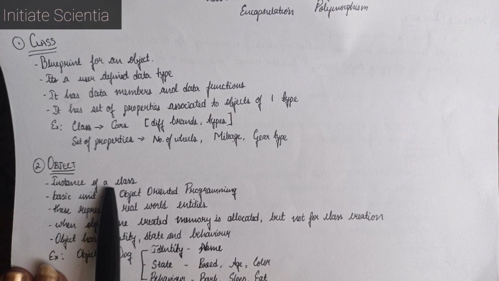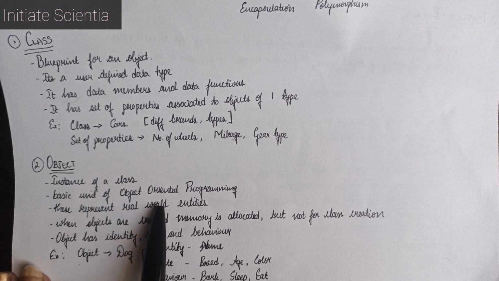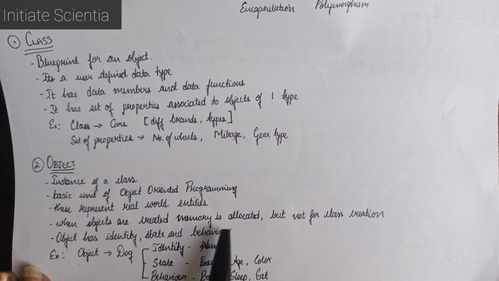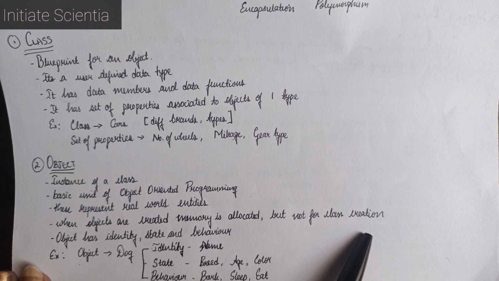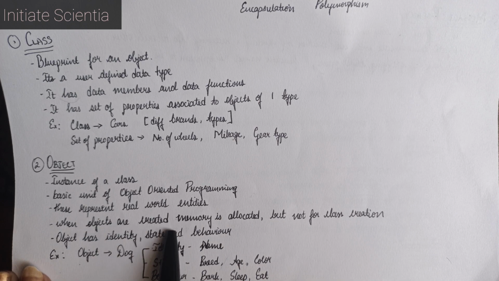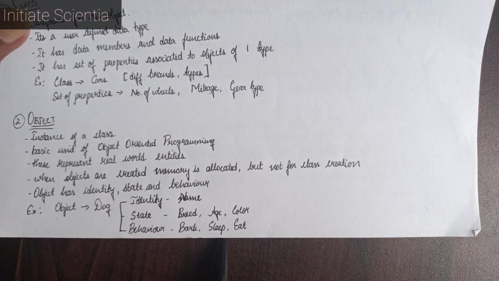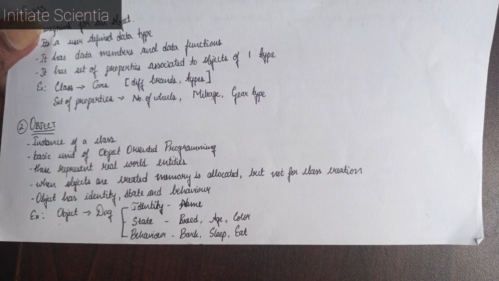Object. Instance of a class. It is the basic unit of object oriented programming. These represent real world entities. When objects are created, memory is allocated, but not for class creation. Object has identity, state, and behavior. Example of an object can be a dog, which has identity as name, state as breed, age, or color, and behavior as barking, sleeping, or eating.